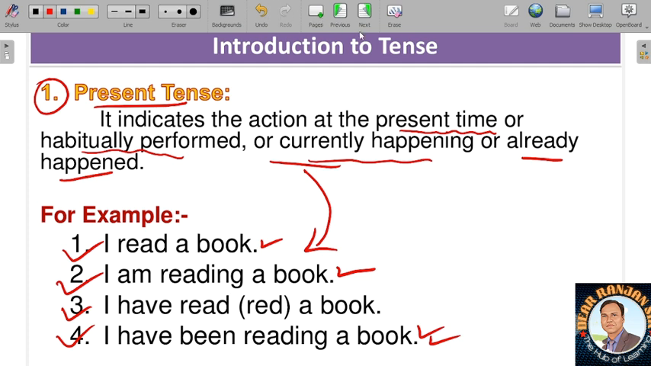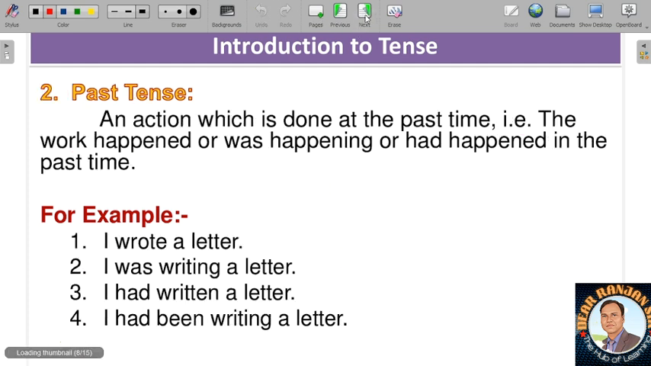Next, let's see the past tense. Past tense, the definition is an action which is done in the past time. That is, the work might have happened and was happening, had happened in the past. That means in the past some work started and finished. It has nothing to do with the present time. Okay, let's see the examples.